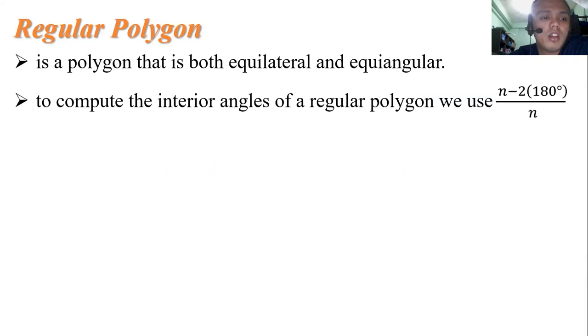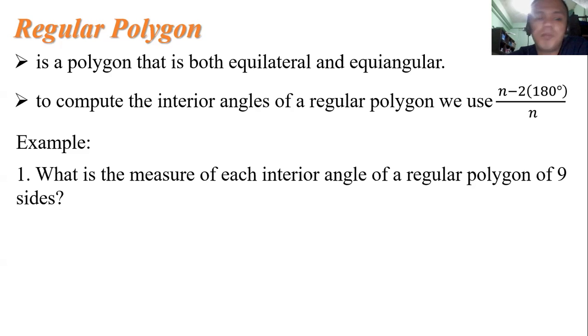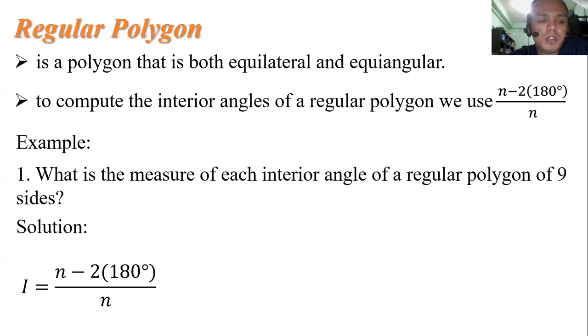To compute the interior angle of a regular polygon, we use this formula: n minus 2 times 180 degrees over n, wherein n is the number of sides. So, example here. What is the measure of each interior angle of a regular polygon of 9 sides? Given here is the number of sides of the polygon. Substitute it.